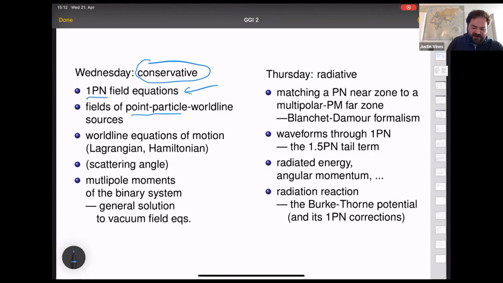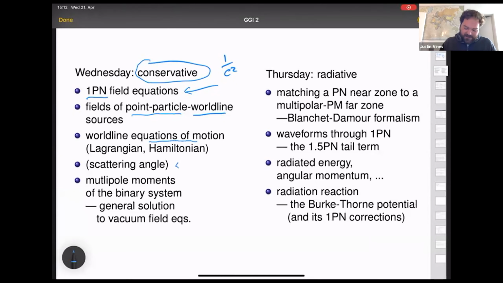In fact, at the first post-Newtonian level, so that's corrections of order 1 over c squared relative to Newtonian gravity, these equations of motion are universal, and they only depend on the mass of the bodies involved. We can describe these masses as moving along world lines and make sense of that, at least effectively, as sources for the field equations. Talk about equations of motion for these world lines, which can be encoded in a Lagrangian or Hamiltonian.